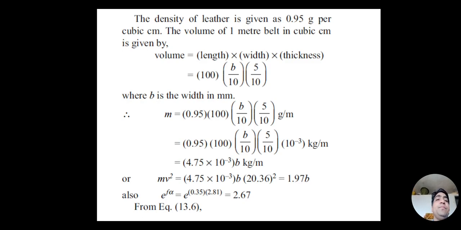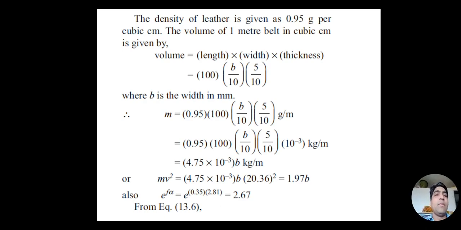Now the density of the leather is given, that is 0.95 gram per centimeter cube. So calculate the volume of 1 meter belt in cubic centimeter. Volume is length into width into thickness. The length of the 1 meter belt is 100 centimeter. Width in centimeter is b by 10. Thickness is given as 5 mm, so in centimeter that is 5 by 10. Here b is the width in mm.